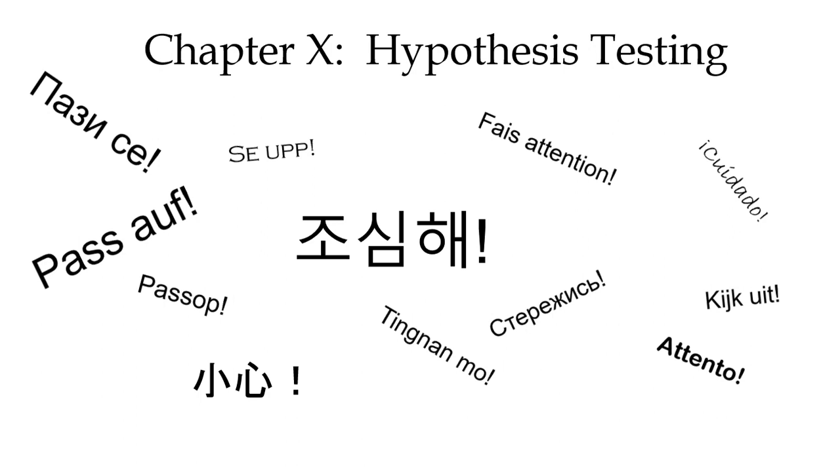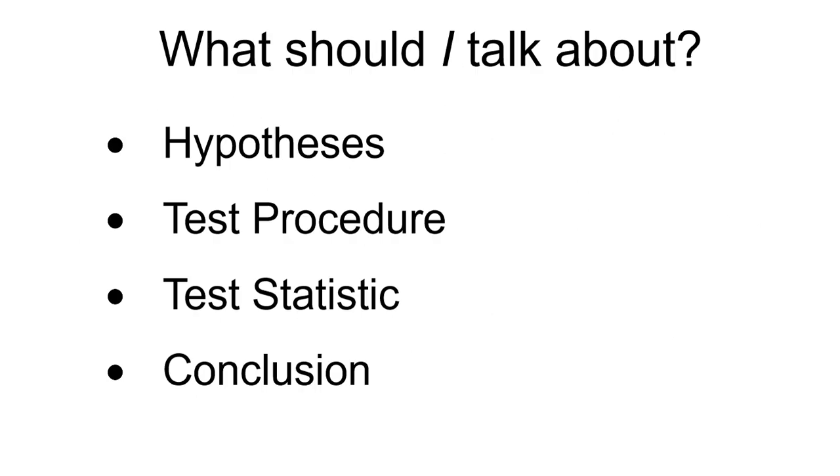In this video, we're going to be talking about interpreting and communicating the results of statistical analysis. Specifically, what are things you should watch out for or pay attention to, be cautious about. So what should I talk about? We should talk about hypotheses, test procedures, test statistics, and conclusion.